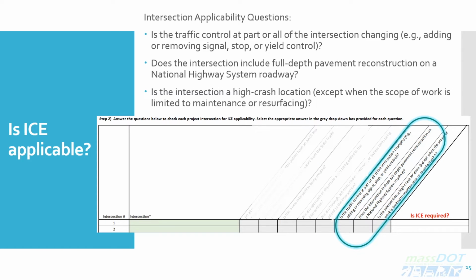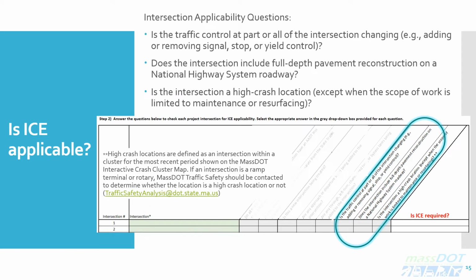There are 3 more questions which determine applicability for ICE at each intersection. They are: is the traffic control at part or all of the intersection changing, adding or removing signal, stop, or yield control? Does the intersection include full-depth pavement reconstruction on a National Highway System roadway? Is the intersection a high crash location except when the scope of work is limited to maintenance or resurfacing? If any of the answers are yes, ICE is applicable to the intersection and it will move to stage 1.